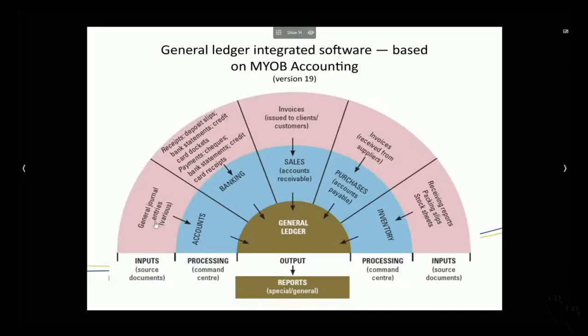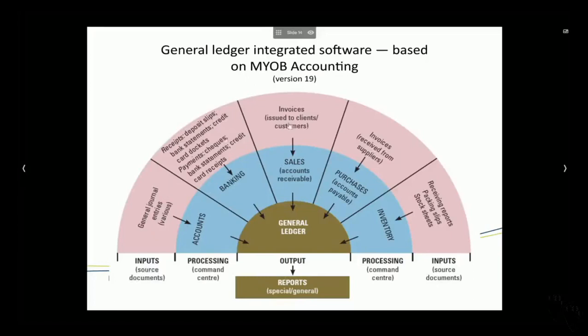So we see all of our input, our source documents in the pink little circle here. And in the blue, we see the actual processing function that it's input into. And then we have down here in the bottom, so the software itself does the processing between each of these functions into the general ledger. And then we have all of the output, which is our reports. So we have all of our special reports, and there's heaps of them that we can choose from in MYOB. And we also have our general reports as well.